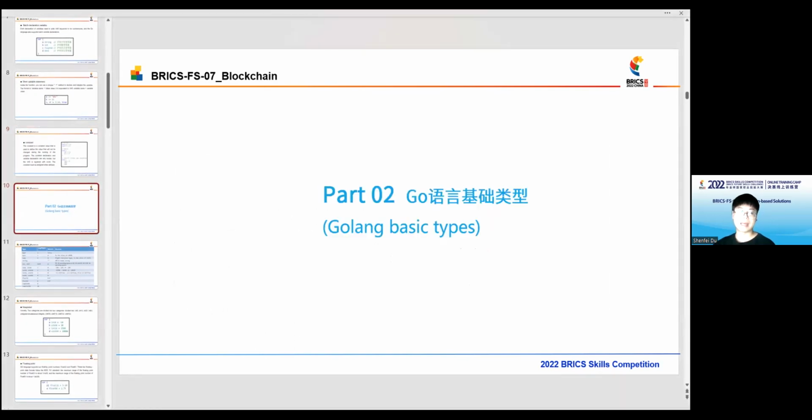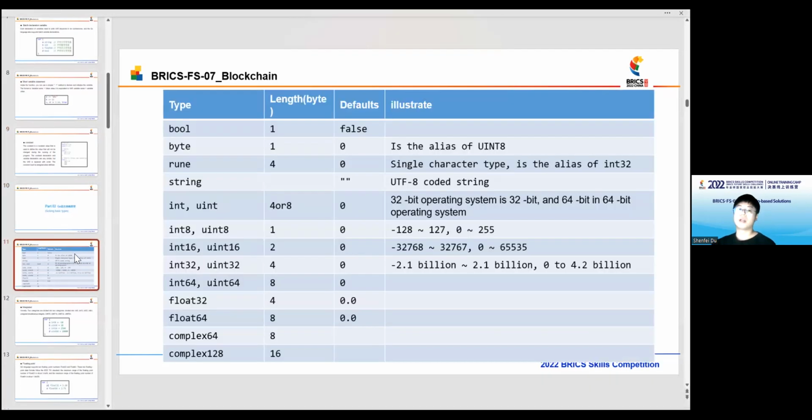Let's move on to the Go language basic types. The basic types include bool, byte, rune, string, int, uint, int8, uint8, and so on, which differ only in length, and also float and complex.